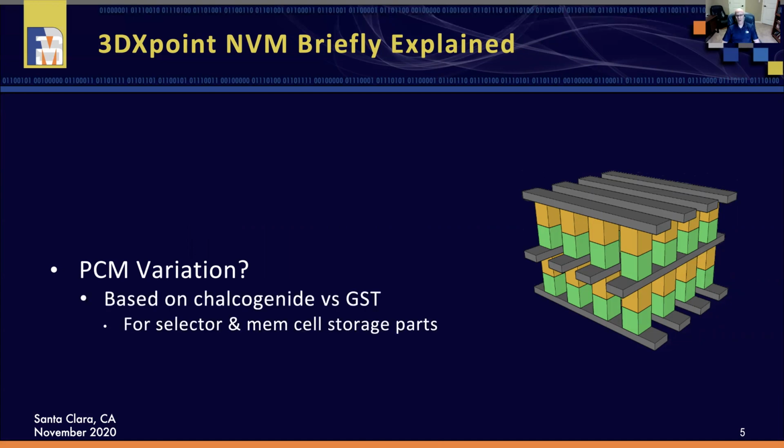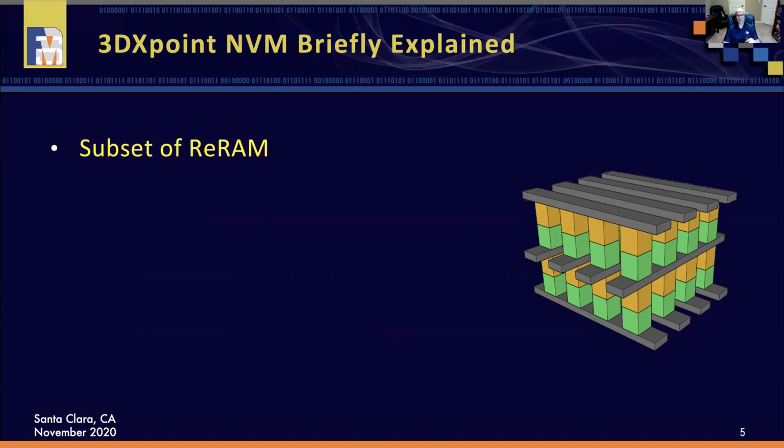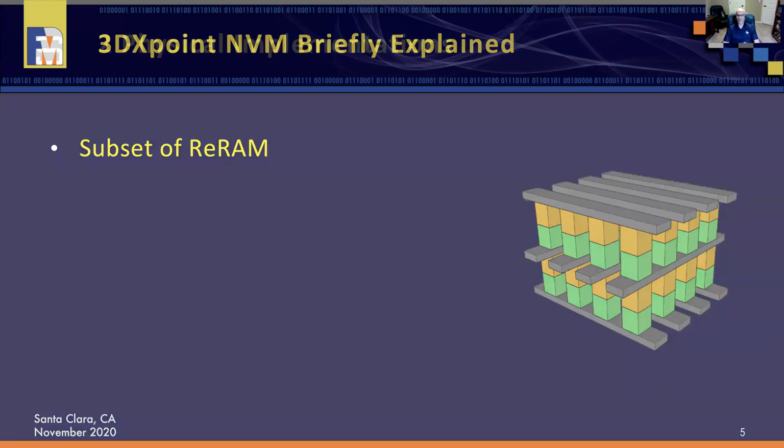And that's also because they're using chalcogenide versus GST for the selector and memory cell storage parts. But in the end, both Intel and Micron will say it's not PCM. They swear up and down it's not PCM. They will concede that it is a subset of ReRAM in many ways. So that's where we're going to go with for right now.